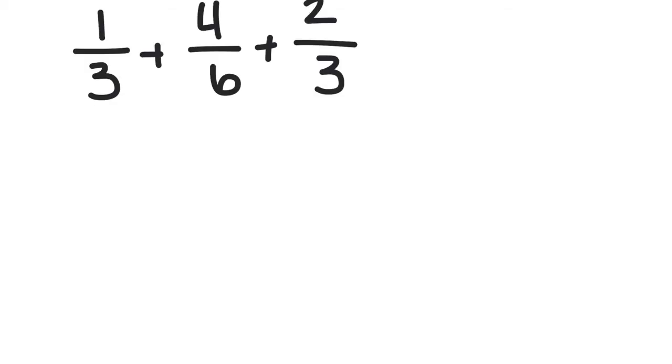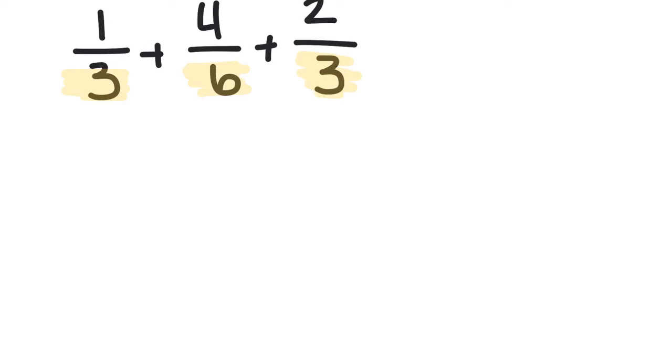Here's our first example. We have 1/3 plus 4/6 plus 2/3. So first of all, we need to add our fractions together. Then we'll make sure that our answer is written correctly. So I need to first look at my denominators. I have thirds, sixths, and thirds. So right away I have a problem because my denominators are not equal. I need to change all of my denominators to the same denominator.